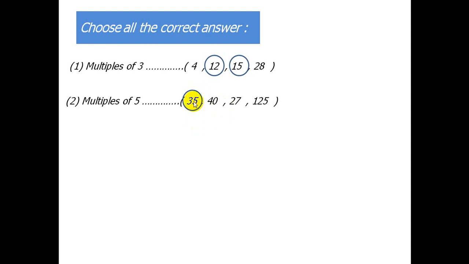After it, 40 has 0 or 5 under the units. Yes, I have 0 here. So it's a correct answer. 27 is a multiple of 5? Of course not. Look under the units. Is it a 0? No. Is it a 5? No. So is 27 a correct answer? No, it's a wrong answer. Leave it. Jump to 125. 125 has 0 or 5 under the units. Yes, I have 5 here. So it's a correct answer.